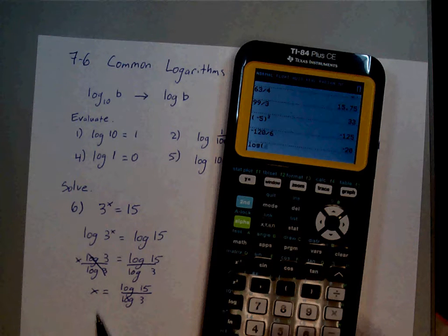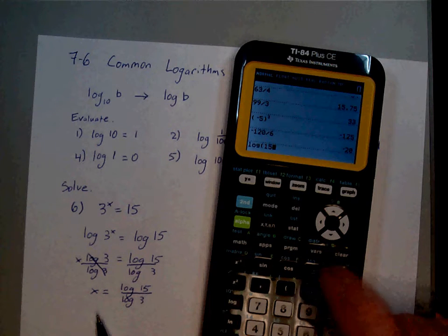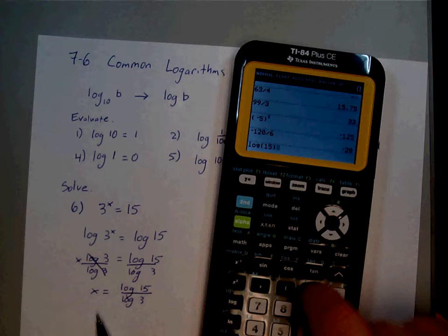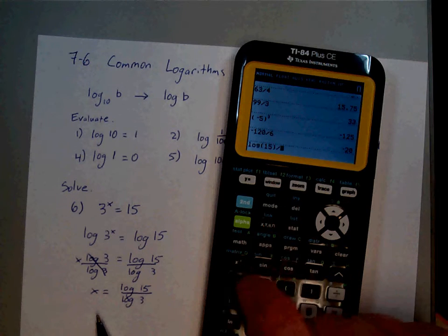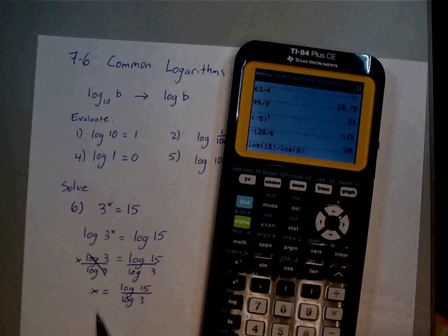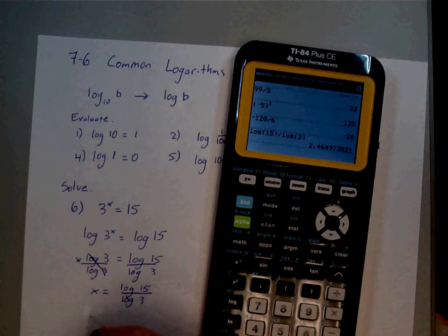So I'm going to do log of 15. I've got to close my parentheses because it started a parentheses when I hit log. Divide that by log of 3, and it will go ahead and give us our answer. So it's about 2.465, maybe I'd call it.